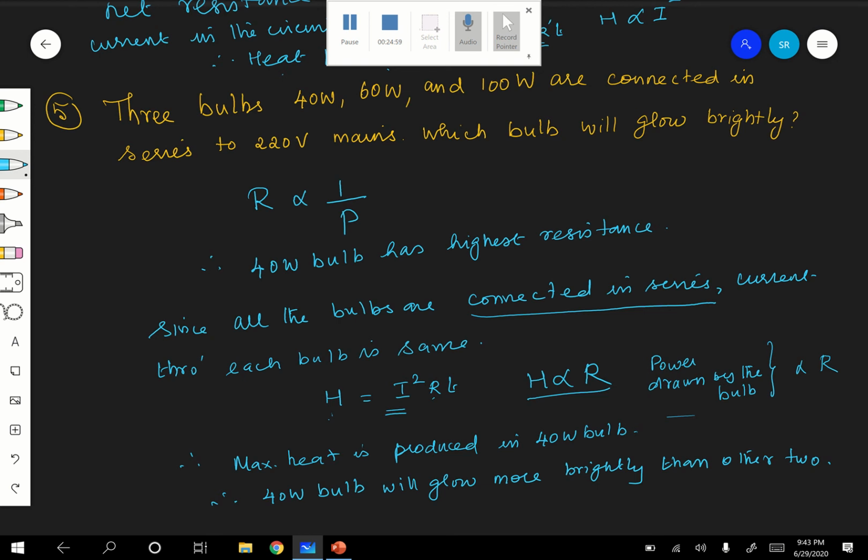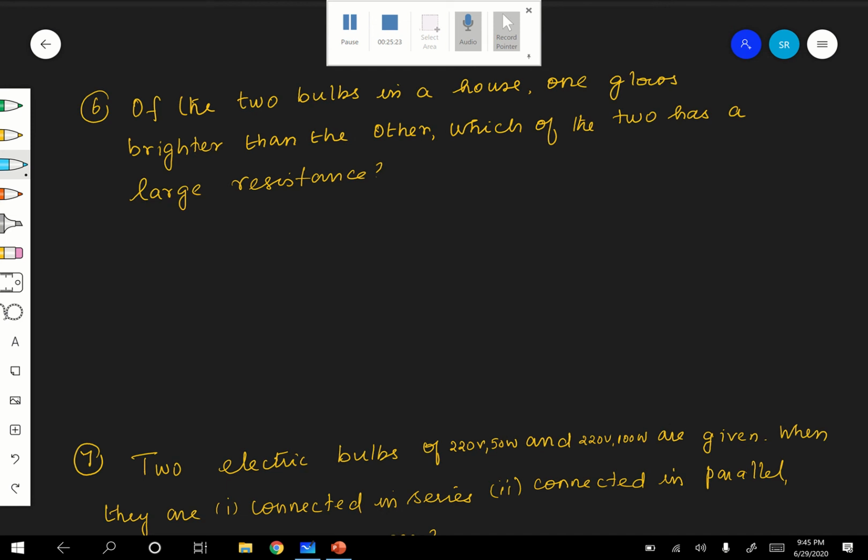Therefore, the power drawn by the bulb is also directly proportional to R, where power drawn means the rate at which the heat is produced. Therefore, maximum heat is produced in the 40 watt bulb. So the 40 watt bulb will glow brighter. Next problem: of the two bulbs in a house, one glows brighter than the other.